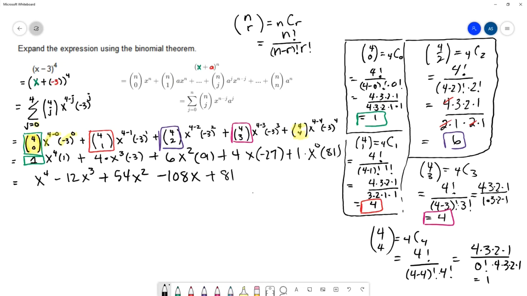Now I would like to show you one more efficient way of getting this worked out. You can see most of our time was spent working out these combination formulas. And we have something called Pascal's triangle, which can allow us to get those coefficients a lot faster.